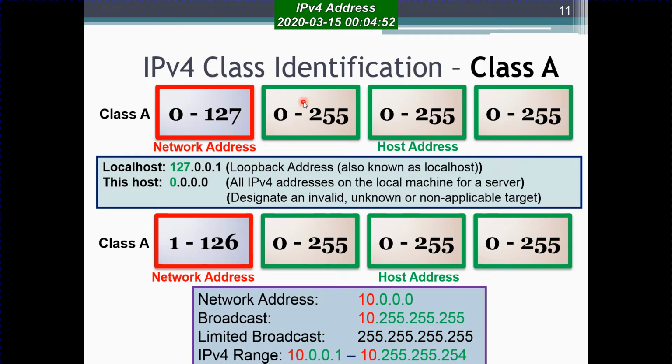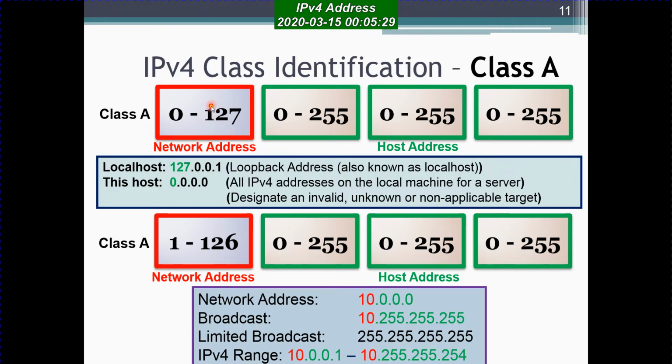Now let's start with class A. How to identify a class A IP address is very simple. Just look at the leftmost byte. This byte here, which is in red color, has values between 0 and 127. So if you find an IP address with the leftmost byte having values between 0 and 127, automatically this is a class A IP address. Once we identify that it's class A, we know that in class A, the leftmost byte contains the network address, and the remaining 3 bytes are going to hold the host address. So this is very important.